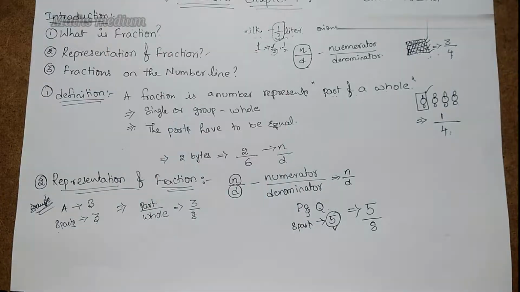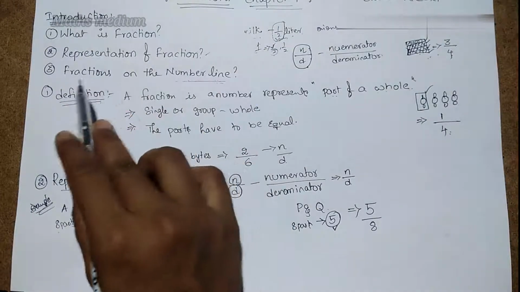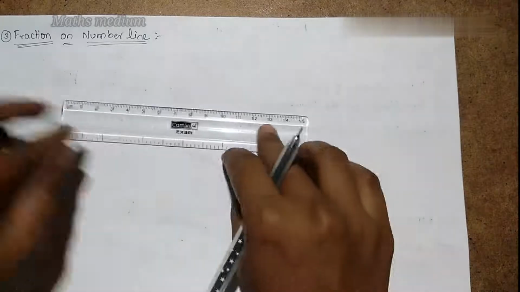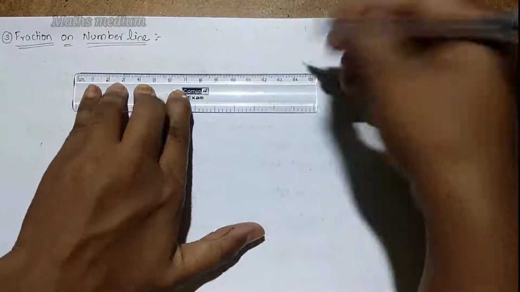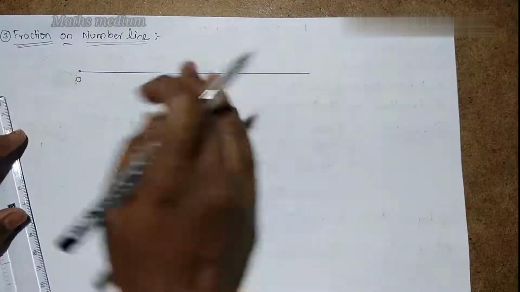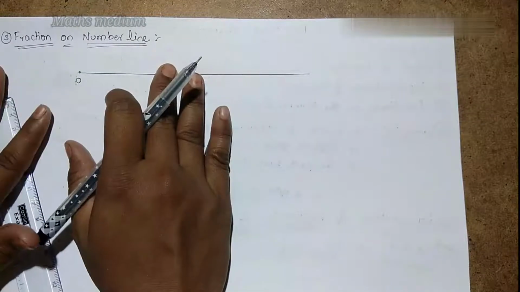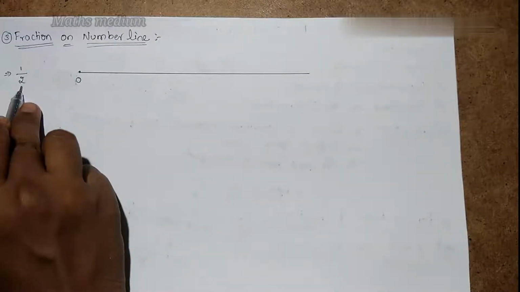Next, coming to the representation of fractions on a number line. How are we going to represent a fraction on a number line? That is the topic. Take the help of a scale and make a line, that is the number line. Let it start at 0. Here there is no need to represent negative values, so I am taking only positive values. Let's take the example 1 by 2, that is half. Now represent half on a number line.